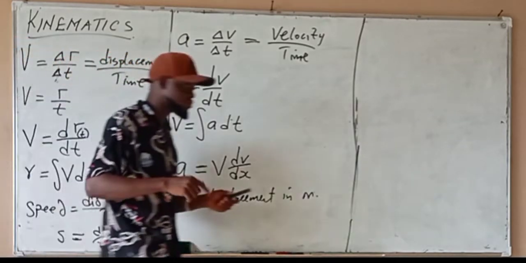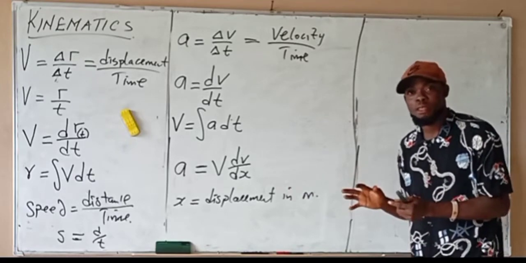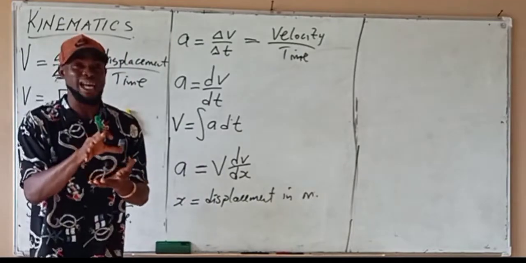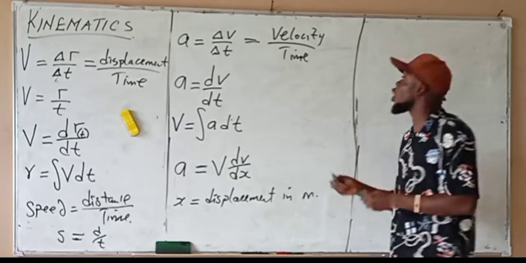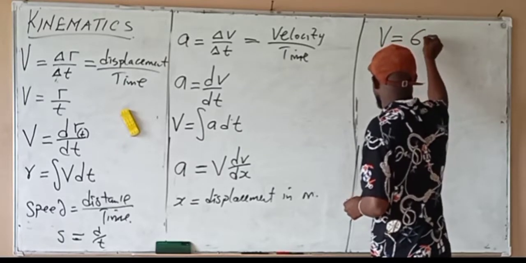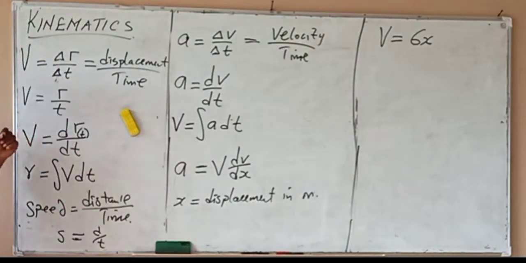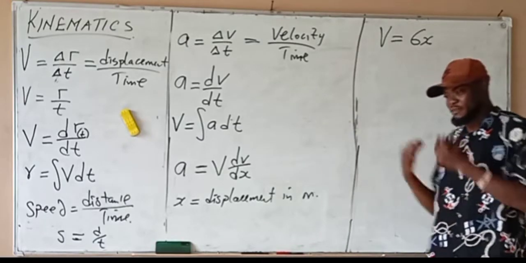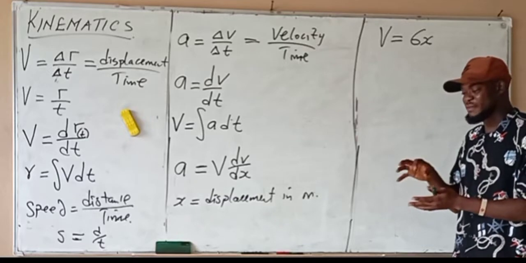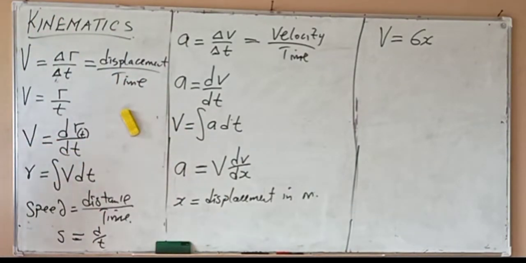Let's look at this question. The velocity of a body is given as a function of displacement according to the law v is equal to 6s, where s is in meters. Calculate the acceleration of this body.